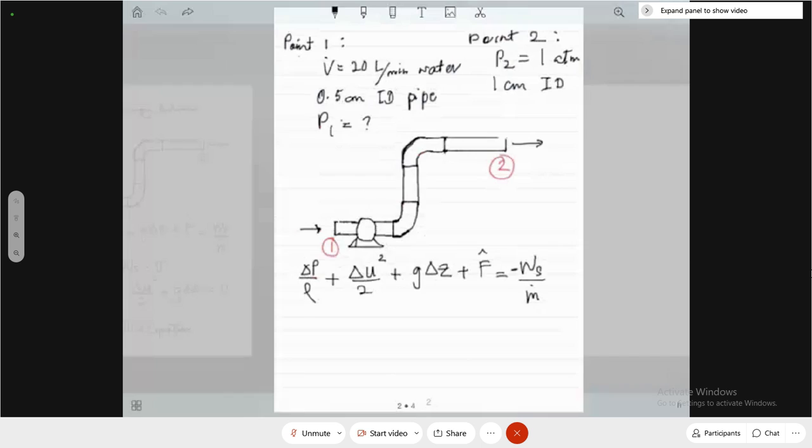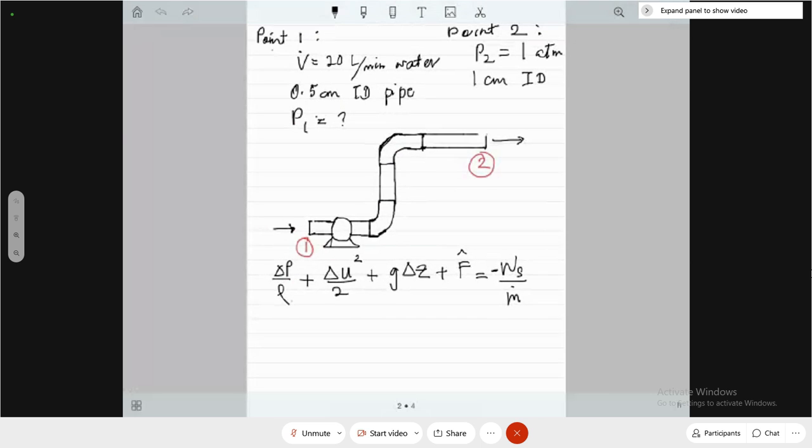Now, this is one example. The volume coming into that pipeline is 20 liters per minute. It's water, so you should know the density of water: 1000 kilograms per cubic meter. The diameter of the pipe changes from position 1 to position 2. At position 1, the diameter is 0.5 centimeter, but at position 2, the diameter is 1 centimeter.